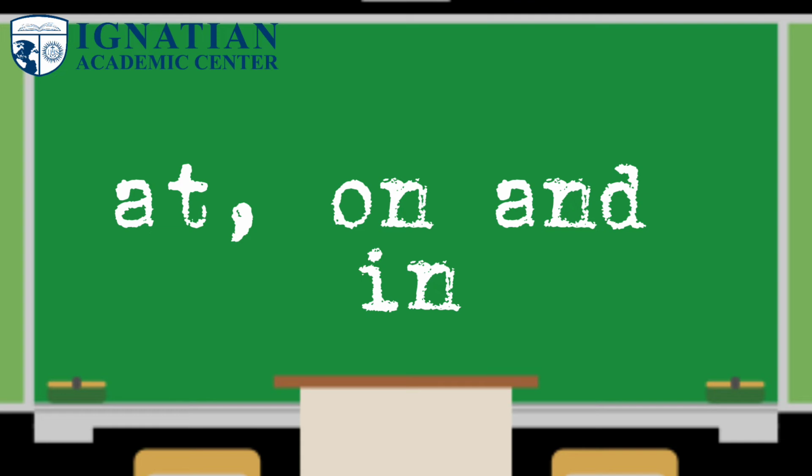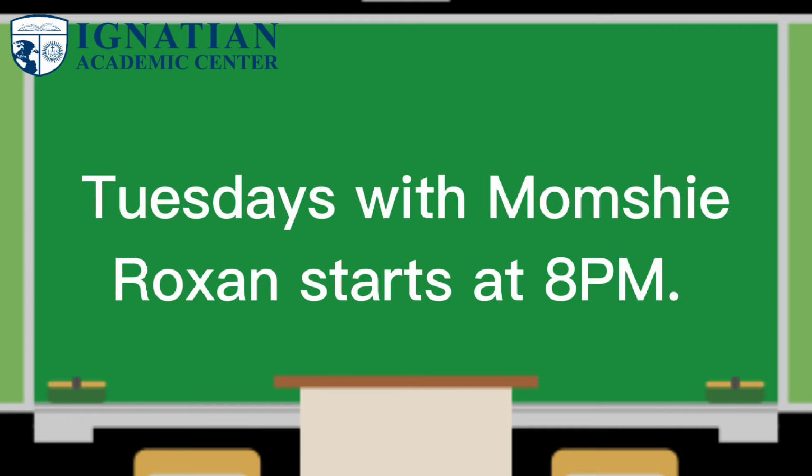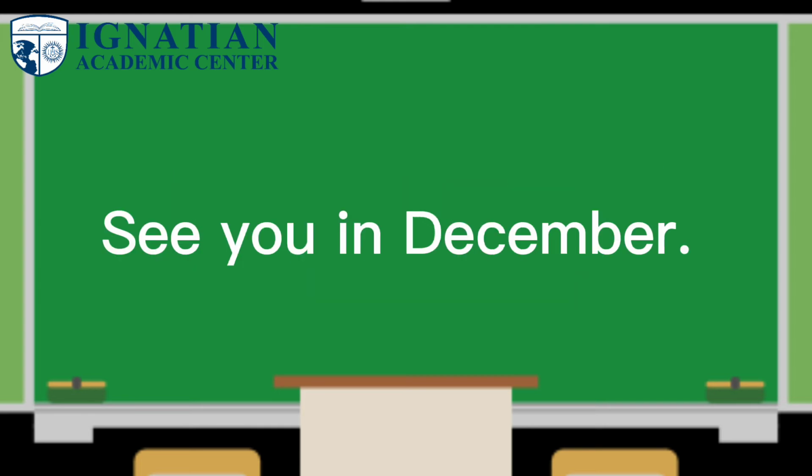At, on, and in. When referring to a time or date, we use different prepositions depending on the situation. If you're talking about a time of the day, the correct term is at. For example, Tuesdays with Momshie Roxan starts at 8 p.m. For a specific day or date, use on. The examination will be on Tuesday. For a month or year, use in. See you in December.